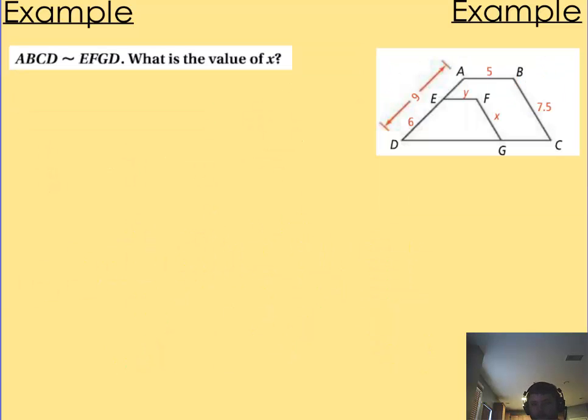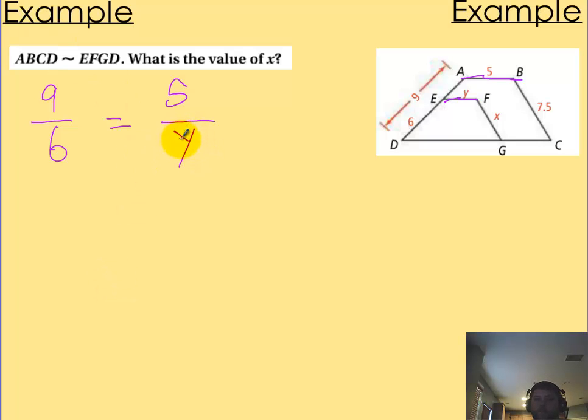Alright, try the last one. Okay, so it says they are similar, so what's the value of x? We've got to do some math here. The first thing I can say is I know this side over this side equals this whole side over this whole side. So let's create an equation. I'm going to say 9 over 6 equals the big one's top, 5, over the little one's top, y. So we can solve for y here.